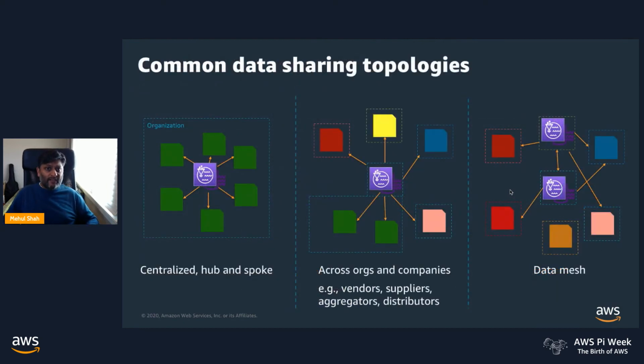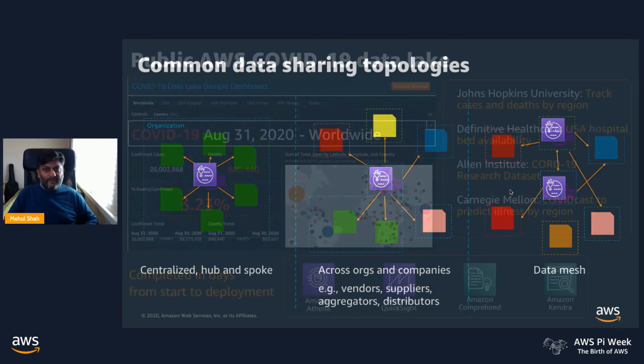Because Lake Formation allows you to share this data across accounts as well as across organizations, there's a completely new set of use cases that it enables. We see a lot of customers build centralized hub and spoke topologies, for example, for sharing their data through their data lakes. We see them sharing data across organizations and across companies, for example, vendors and suppliers, aggregators and distributors. And there are also various peer-to-peer sharing arrangements, which they call data meshes.